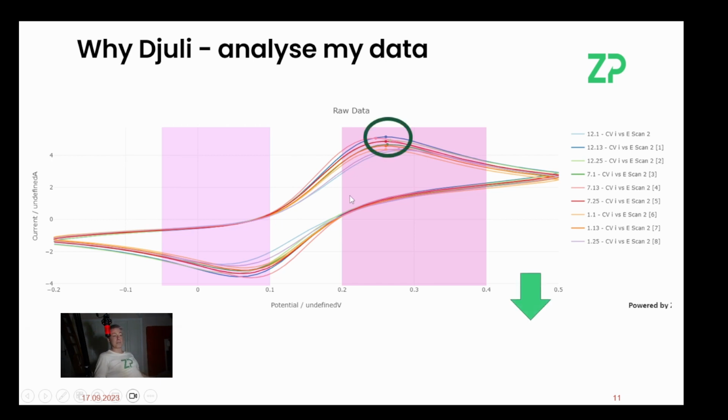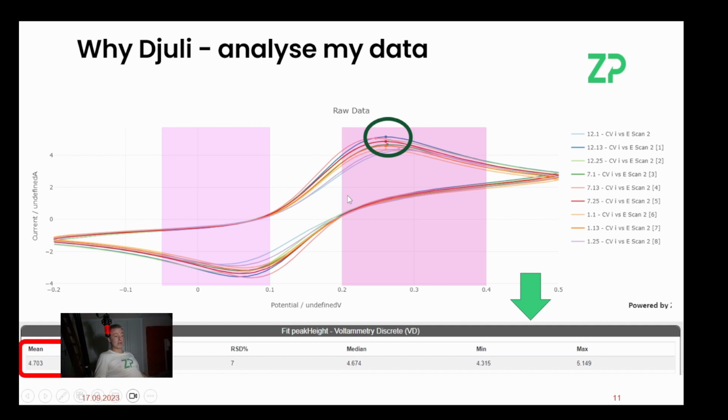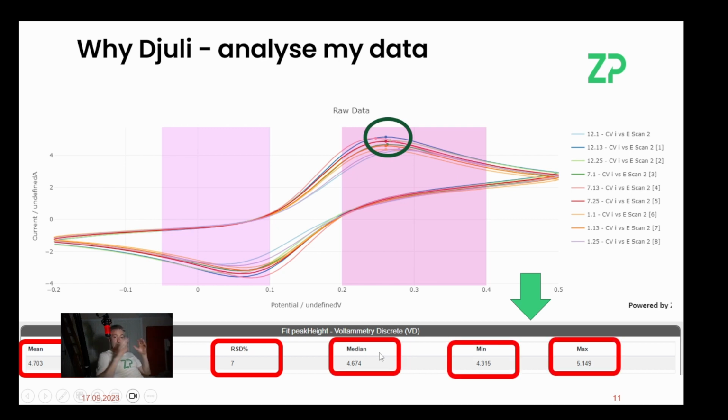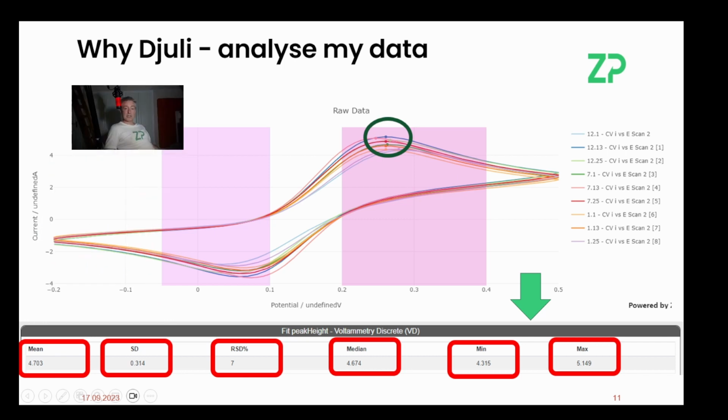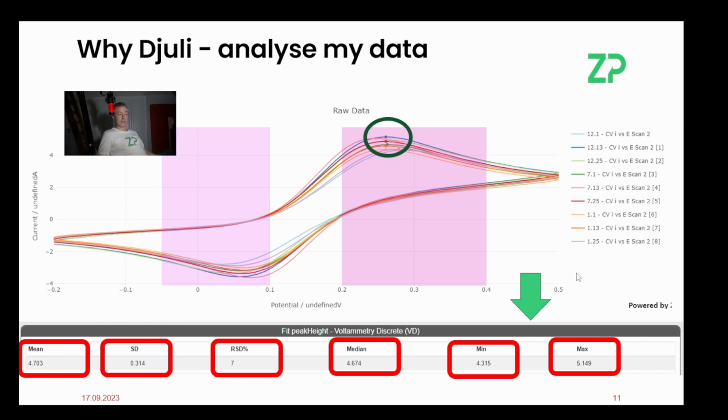We test something like their peak height, and then we can look at their mean, the standard deviation, the relative standard deviation, which some people call coefficient of variation, the median, the min, the max. So we've essentially done these, what we call KPIs, key performance indicators, and basically checked the batch and given it an approval or failure.